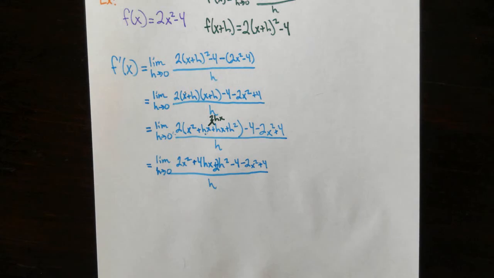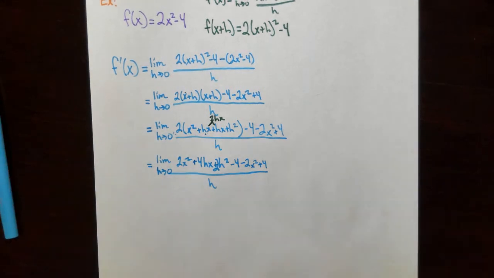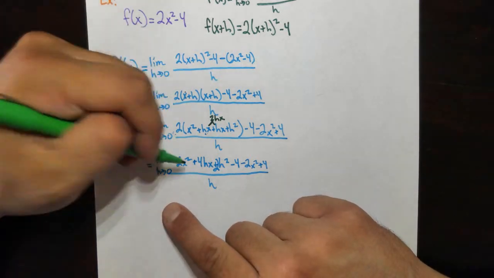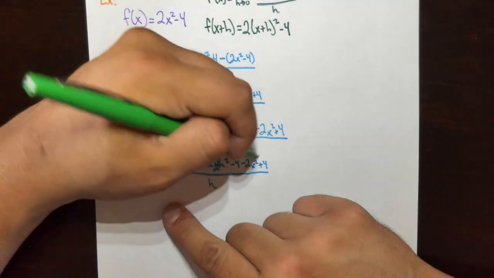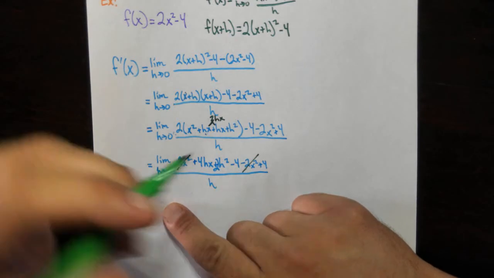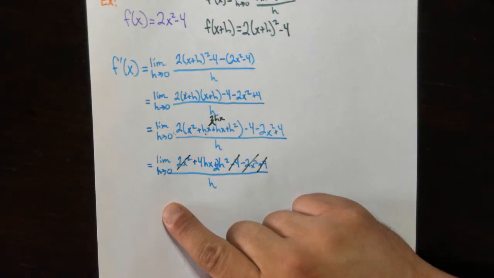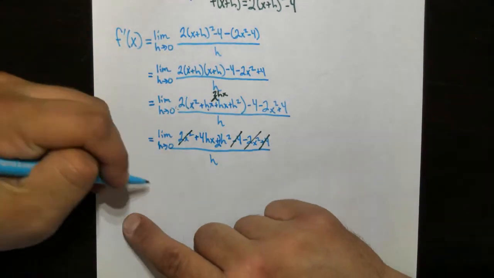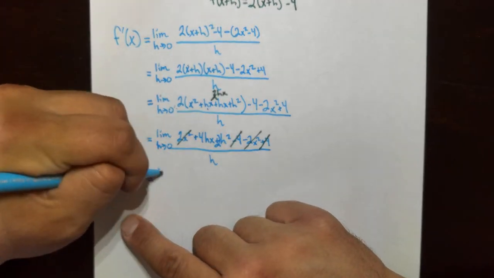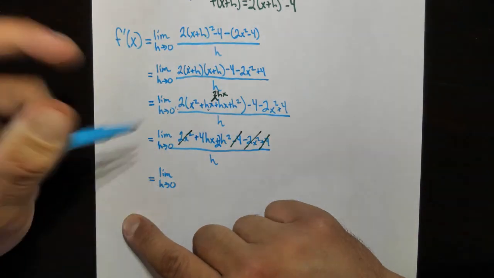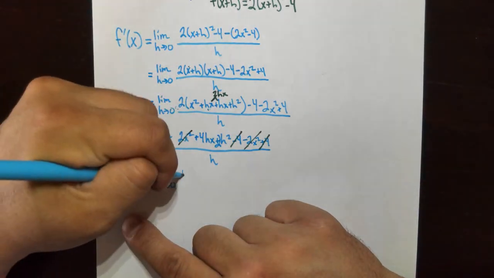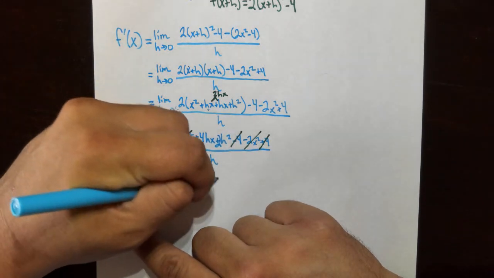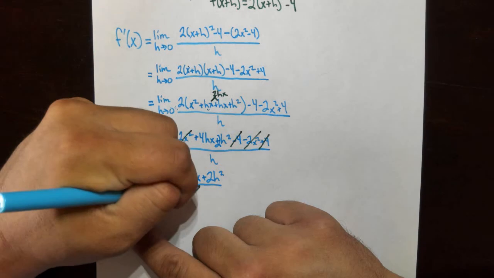And again, you may see a lot of things cancel out. And this is the nice part, is cleaning this thing up. So notice that we have 2x squared minus 2x squared. We have a negative 4 and a positive 4. And it looks like that's everything that cancels. So let's just rewrite this so it looks nicer. The limit as h approaches 0 of 4hx plus 2h squared over h.